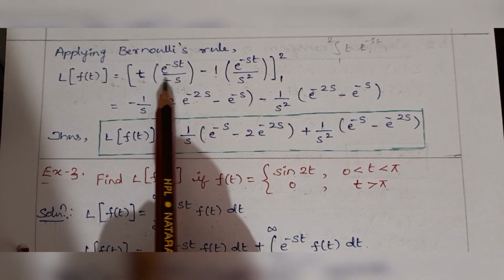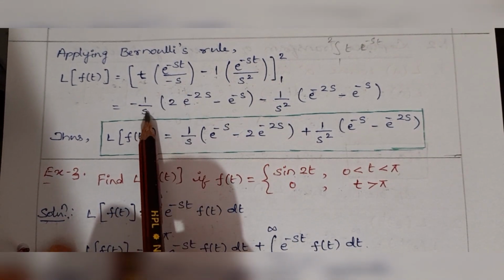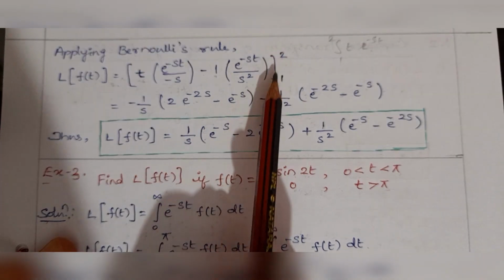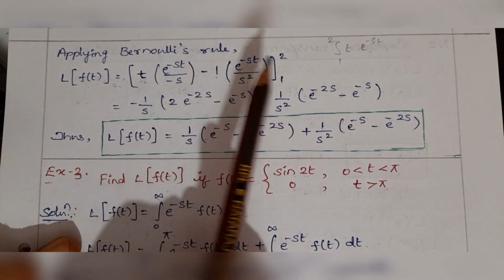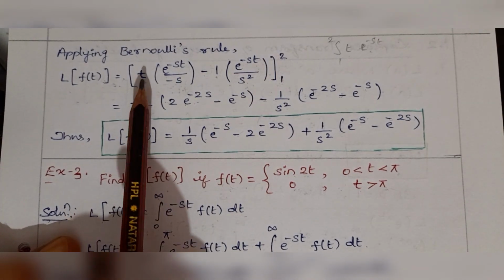Next, minus 1 by s take outside. So apply the upper and lower limit for t value, apply the upper and lower limit to t.